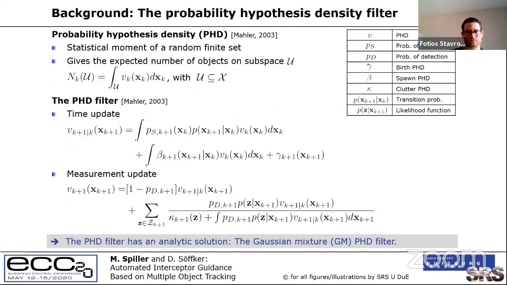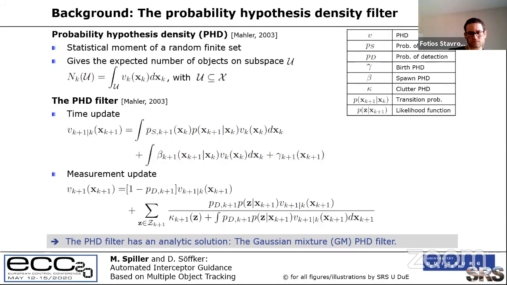The filter used in this work is based on a new kind of random variable called random finite set, introduced by Mahler. A random finite set is a set of random vectors which has a cardinality that is also random. The random finite set can be described by a statistical moment called probability hypothesis density function. The PHD function V has a property that integrating over a subspace U of the state space gives the expected number of moving objects in this subspace.